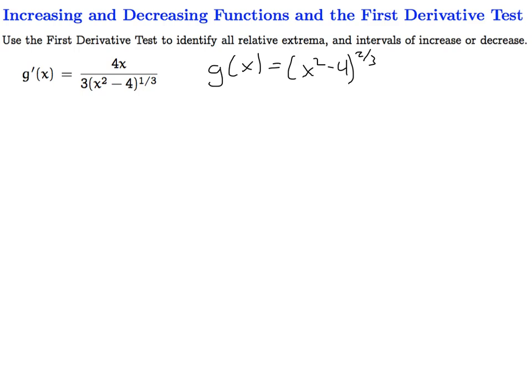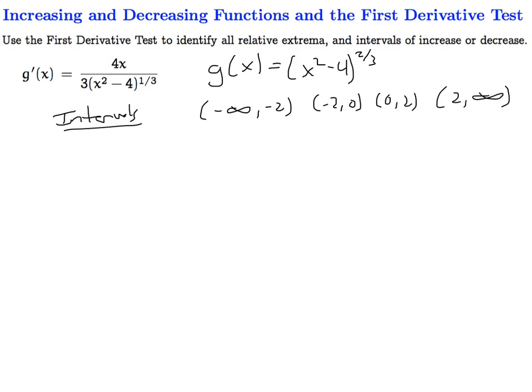So I will actually tell you what our original function is, because it will matter here in a second. But what we've got from previously is we've got our intervals set up now at least. So we know what our intervals are that we want to look at. We want to look at negative infinity to negative 2. We want to look at negative 2 to 0. We want to look from 0 to 2. And we also want to look from 2 to infinity.